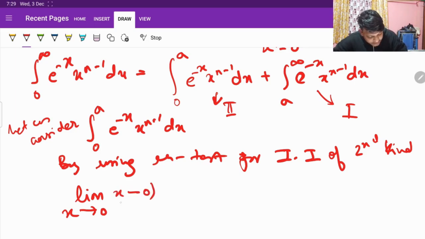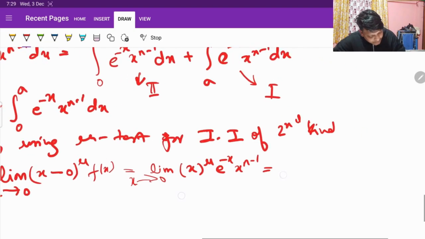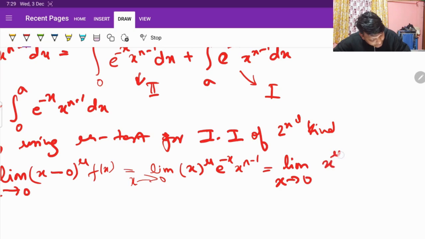So the limit as x tends to 0 of x to the power mu times f(x), let us put the value of f(x). This is going to be x to the power mu times e to the power minus x times x to the power n minus 1, which equals the limit as x tends to 0 of x to the power mu plus n minus 1 times e to the power minus x.